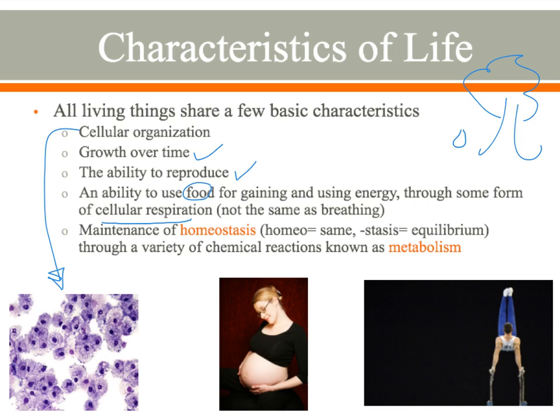The final two characteristics of life are really connected with one another. The first one is the maintenance of homeostasis, which means same equilibrium, or keeping the body in a balanced and predictable state. The way that we do this, the way that we keep our bodies in balance, is through a variety of chemical reactions, which are called metabolism. So we use food, we create energy, we breathe, we grow. All of those things involve metabolism.